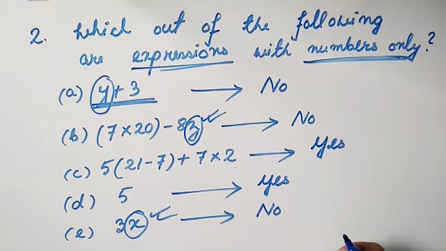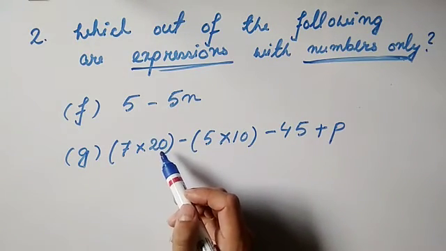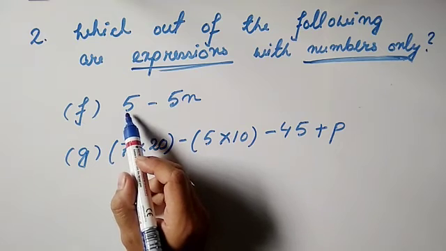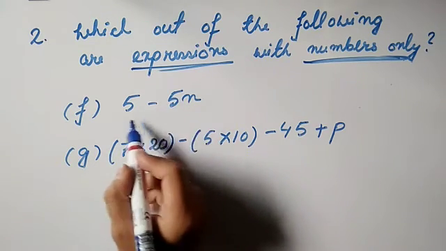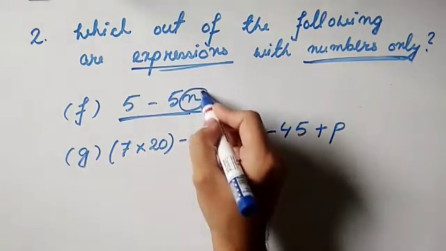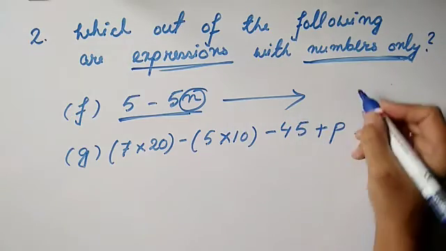Understood so far? So 2 or 3 questions left. Let's try that one also. So these are the remaining questions. Okay, so next expression is 5 minus 5n. As we can see from this expression, there is a variable n, right? So this answer is also no.